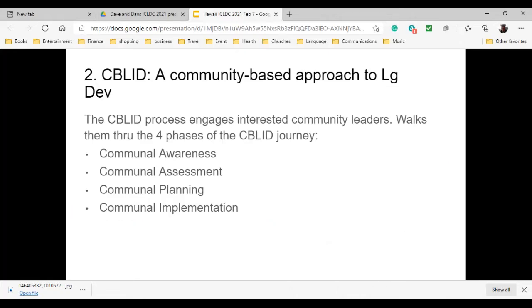The process by which CBLID does this is it engages interested community leaders, walking them through the four phases of this journey. There's a communal awareness phase where the leaders become aware of their language situation. There's a communal assessment phase where the community leaders learn how to assess the vitality of their own language using sociolinguistic principles. There's a communal planning phase where the community leaders plan for the future of their language ecology, their language situation. And then there's a communal implementation phase where they put that plan into action.